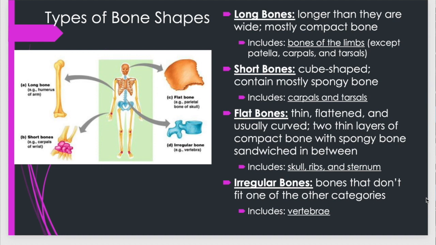The last one listed here is irregular bones, because they don't really fit into any of the other categories. They have odd shapes, and that includes your vertebrae. Now the one that is not listed here is the sesamoid bone, an example of which would be your kneecap, your patella. Sesamoid bones are embedded either in a tendon or a muscle. So your patella in that example is suspended in the patellar tendon.